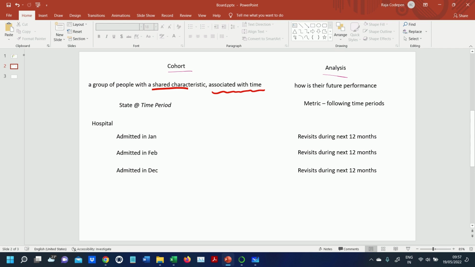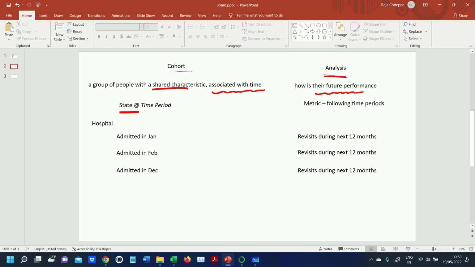And then what is analysis here? This is the definition of cohort: a group of people with shared characteristics, and that characteristic is associated with some time period. And then what are we analyzing here is how is the performance of that particular characteristic, or some other behavior of that group, changing in future. So this is what we are analyzing, the behavioral change of a group of people who are associated with some time.